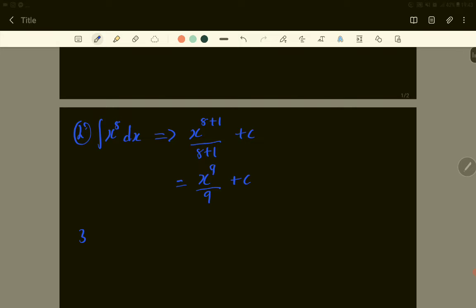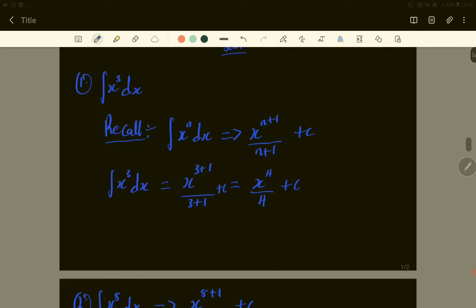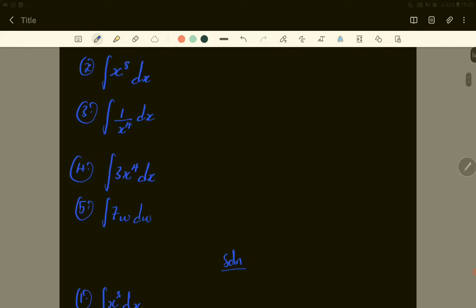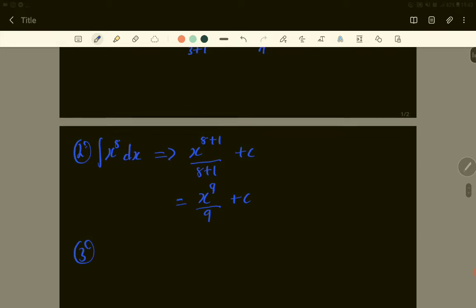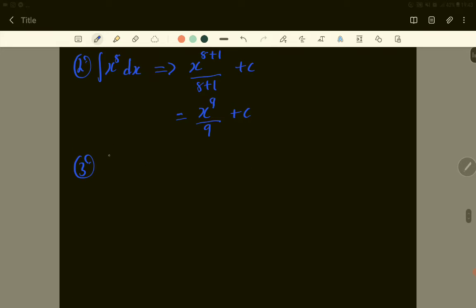Now for the third problem, we have the integral of 1 divided by x to the power of 4 dx. First of all, I have to make this an inverse of x to the power of 4. So this is going to be the integral of the inverse of x to the power of 4 dx.